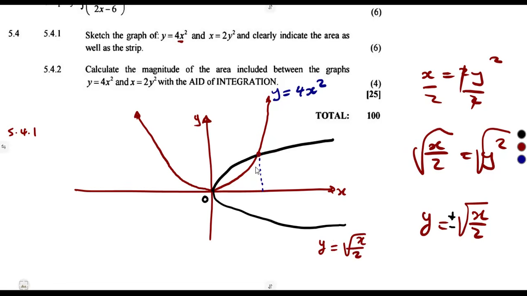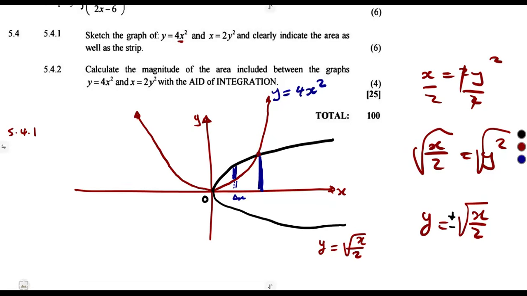So we need that point, and also they are saying indicate the area as well as the strip. This is where we're going to calculate the area with respect to x, this and that. Within which limits? What are our limits? I mean, within which limits as the two graphs intersect? Where is it that the two graphs, they intersect? They intersect also.